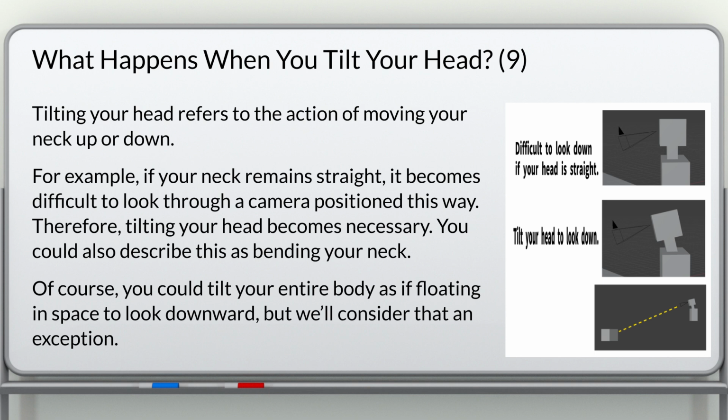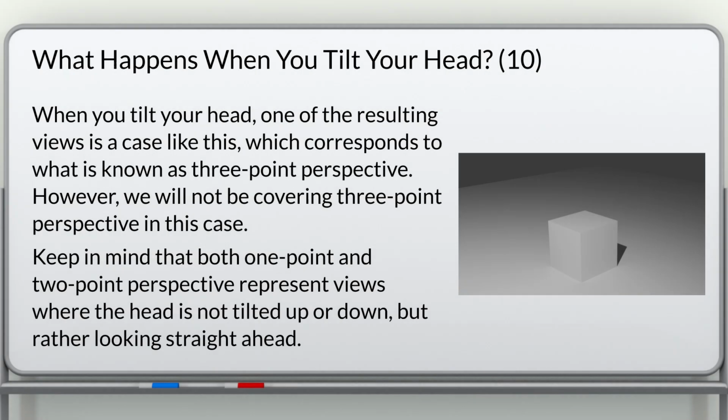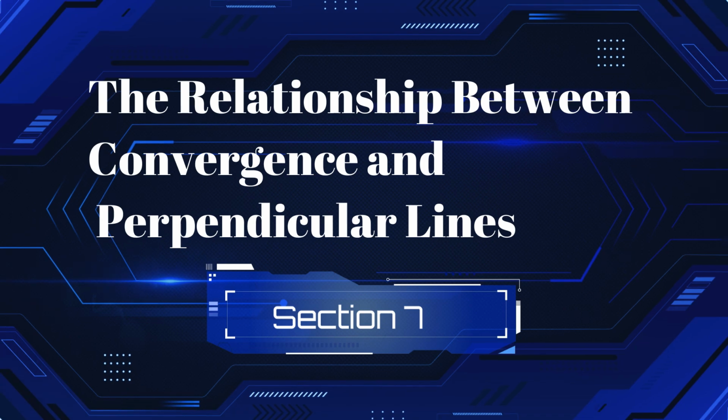Of course, you could tilt your entire body as if floating in space to look downward, but we'll consider that an exception. When you tilt your head, one of the resulting views is a case like this, which corresponds to what is known as three-point perspective. However, we will not be covering three-point perspective in this case. Keep in mind that both one-point and two-point perspective represent views where the head is not tilted up or down, but rather looking straight ahead.